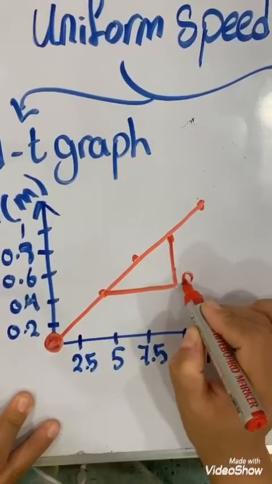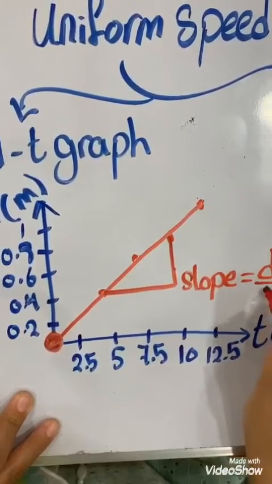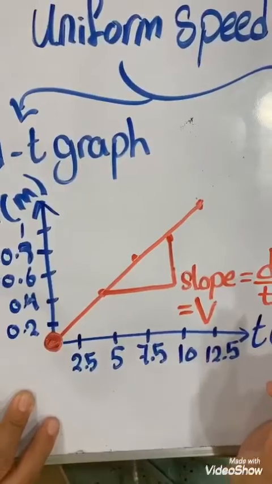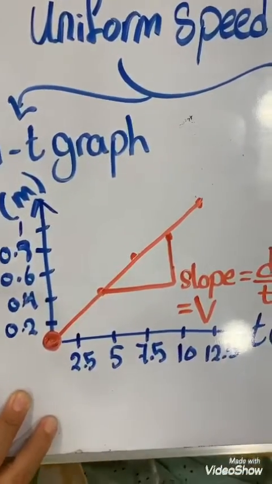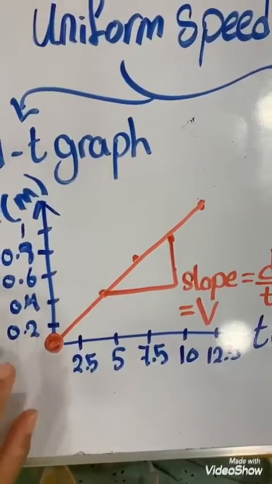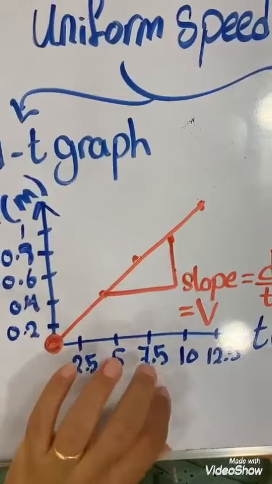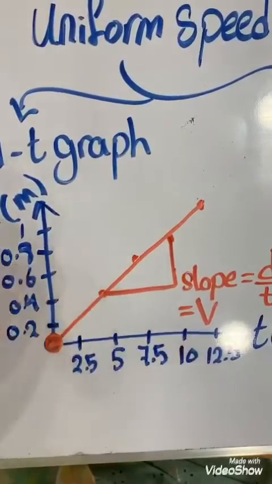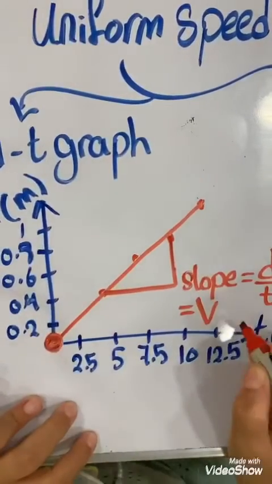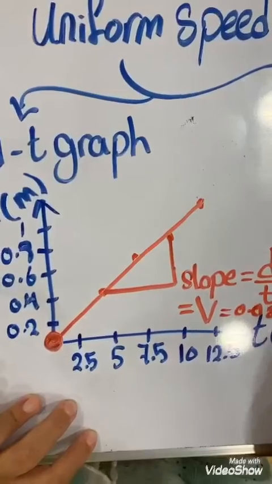So the slope equals distance over time, which equals v, or speed, which is uniform speed. The car moves at regular speed. All the time, when you divide 0.4 by 5, 0.6 by 7.5, 0.8 by 10, 1 by 12.5, all these points will give you the same number, which is 0.08 meter per second.